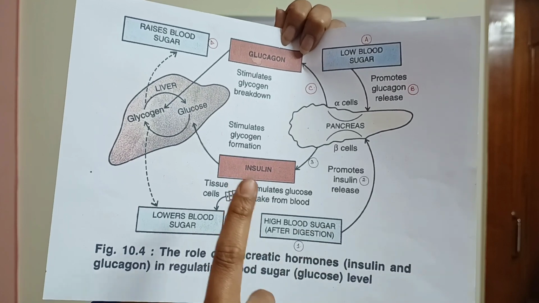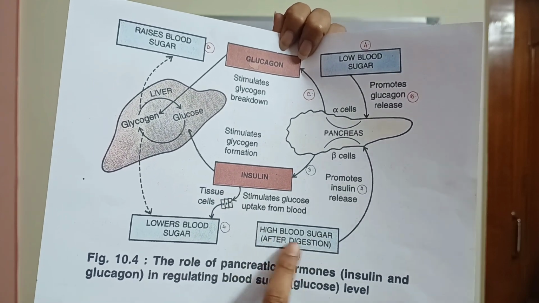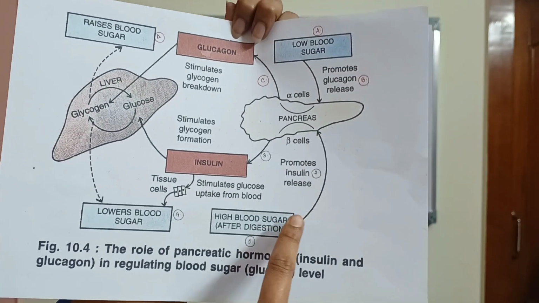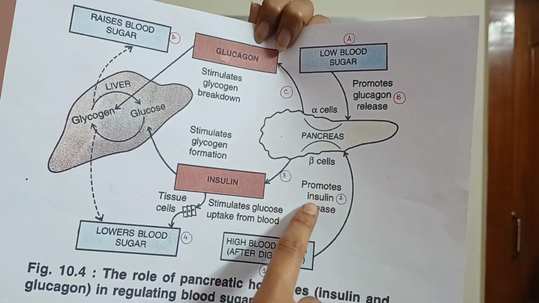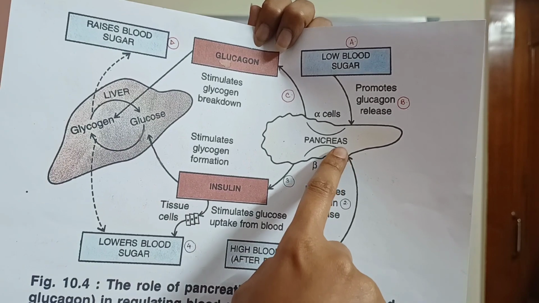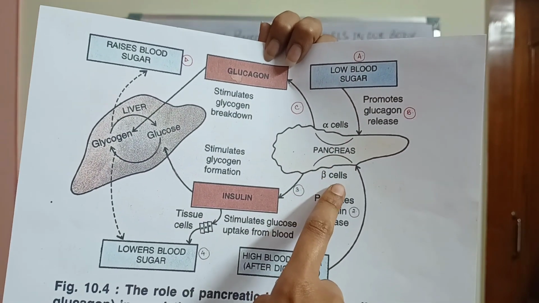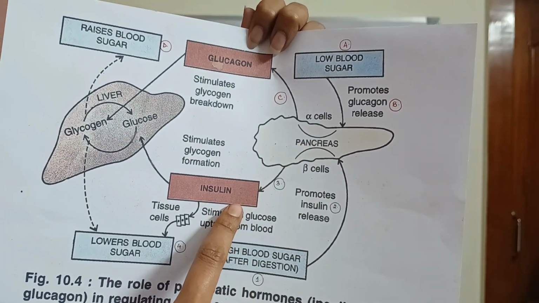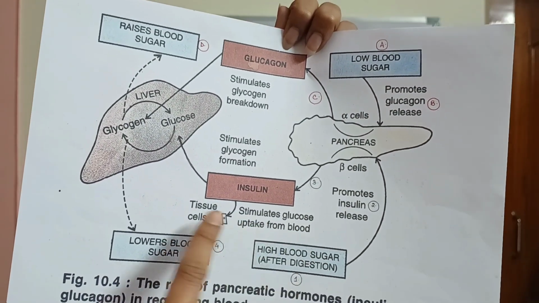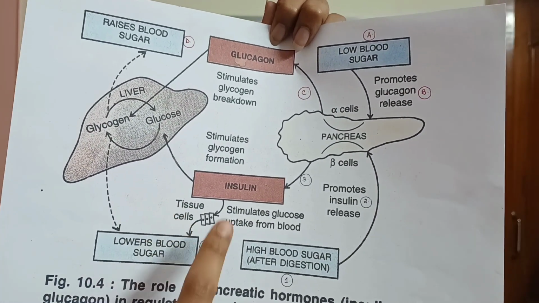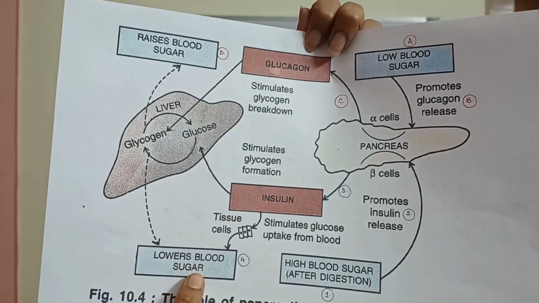This high blood sugar level condition is present after digestion. Okay. So this is going to promote the insulin release. The insulin is going to get released from the pancreas beta cells. After the insulin has been released, it is going to stimulate the glucose uptake from the blood by the tissue cells or the body cells, and therefore the blood sugar level gets lowered.